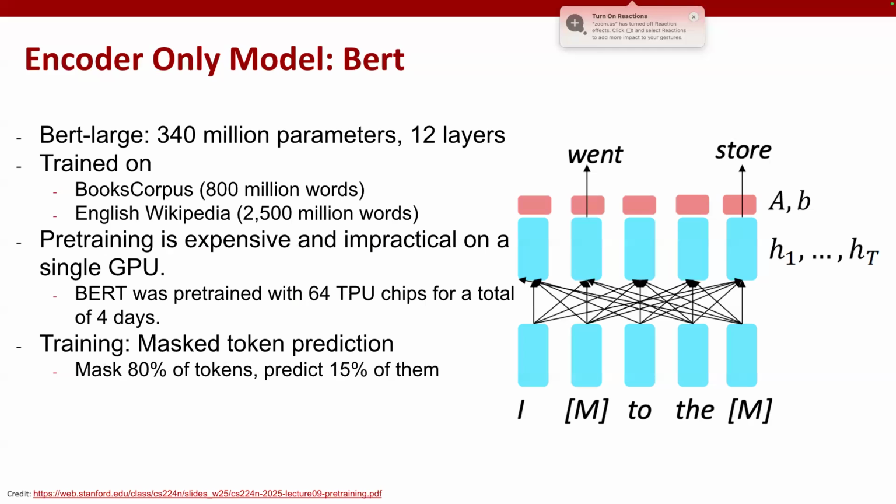And the pre-training of encoder-only models is that we pre-train with masked token prediction. So essentially, we mask a part of a sentence with a specialized mask token, and we ask the model to predict what is under this mask token. And in the original training, they actually mask 80% of the tokens, which is a lot, and ask the model to predict around 15% of them.